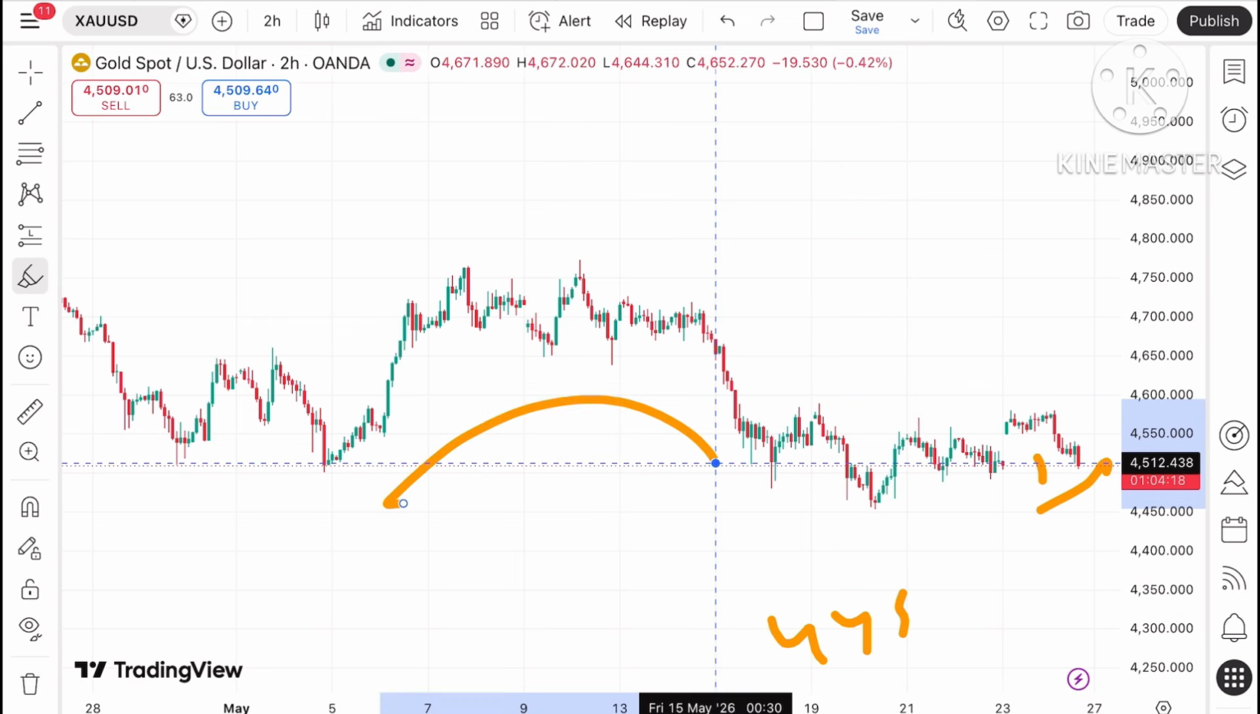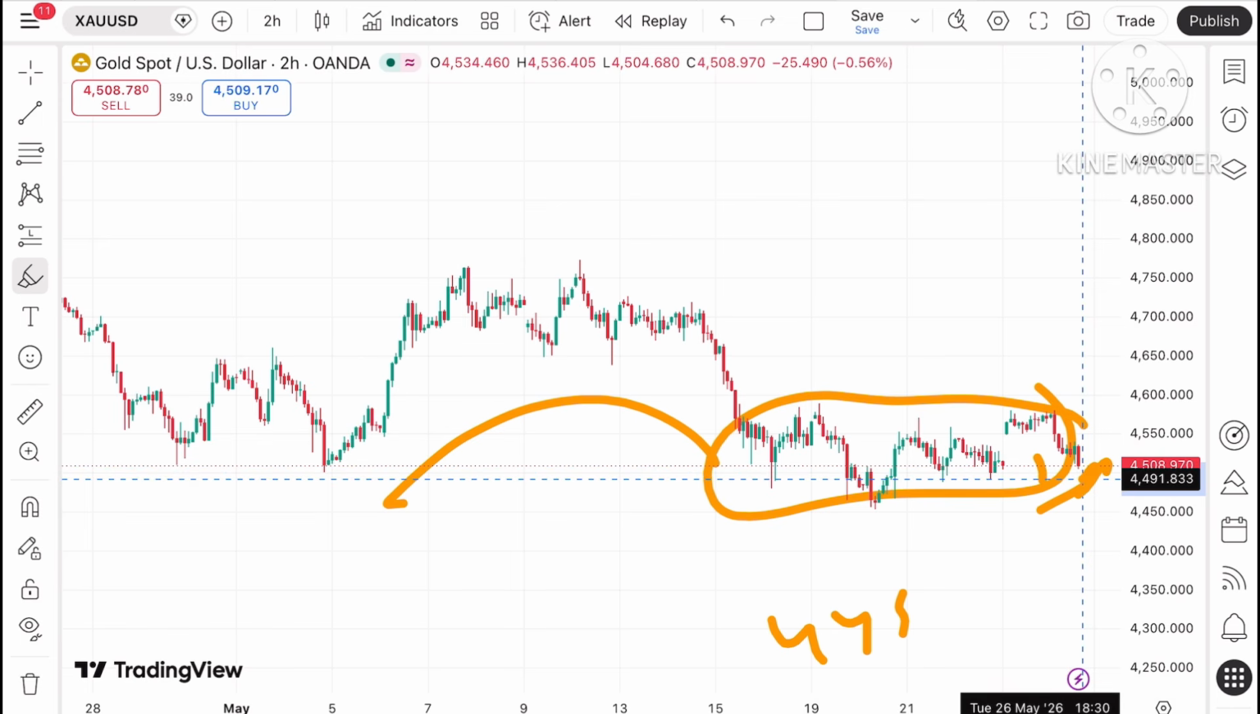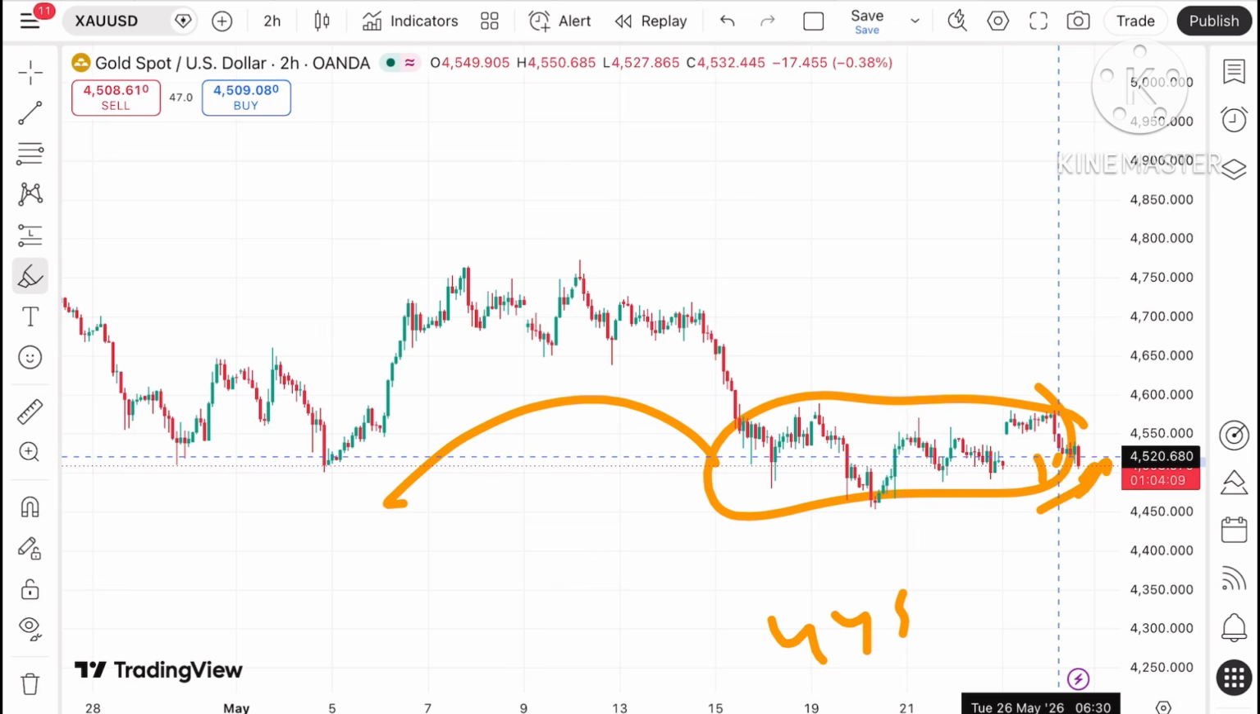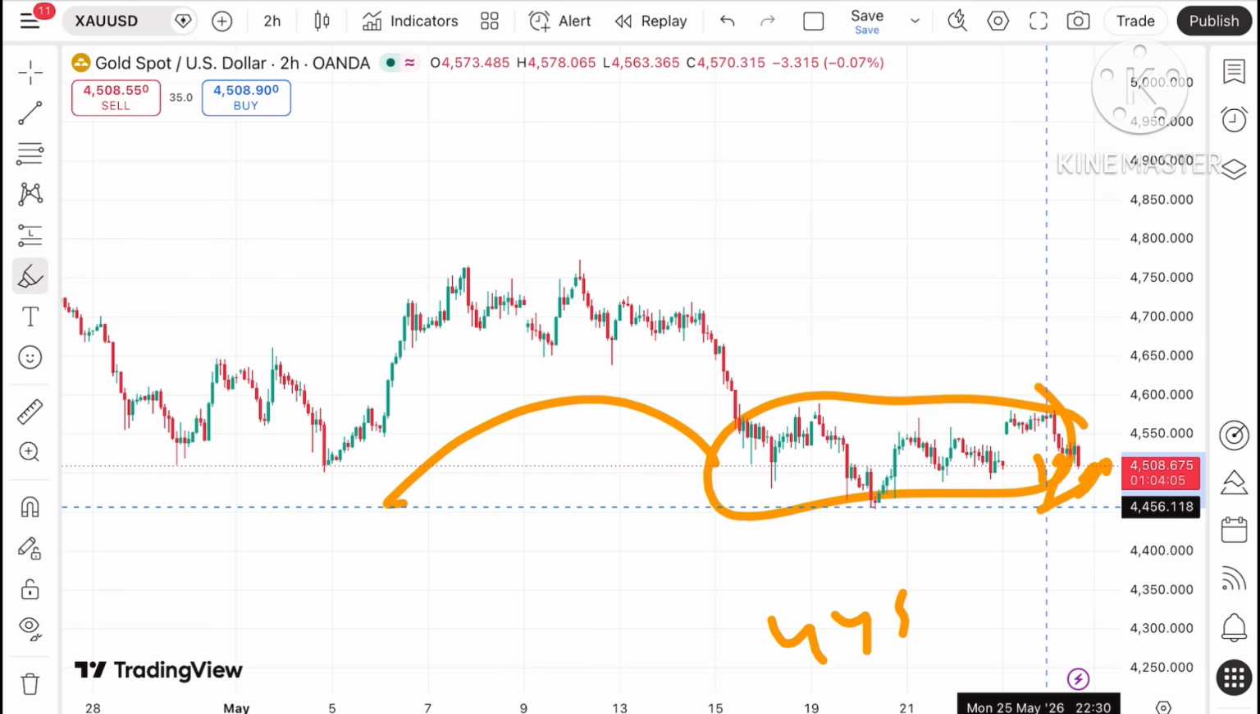This is the pattern supporting downside, and the price is moving in this particular range. Okay, so this is the consolidation zone we have seen. So once it starts going below 45.00, chances are high it can come down towards a level of 44.93, and then it can move below 44.56.